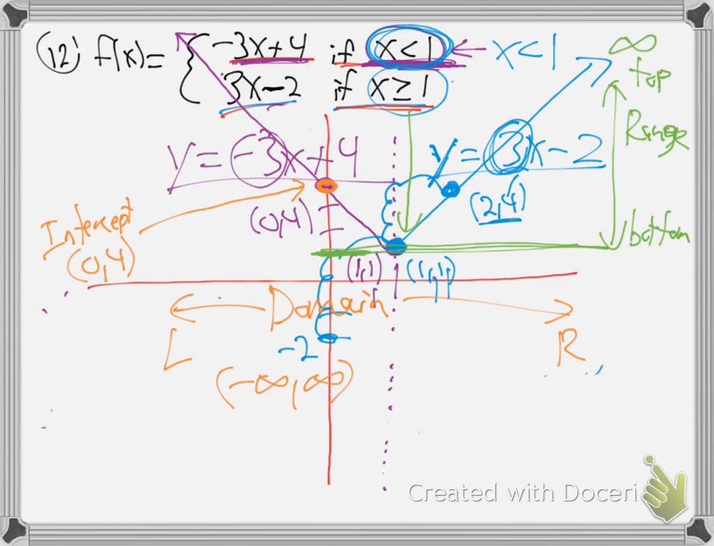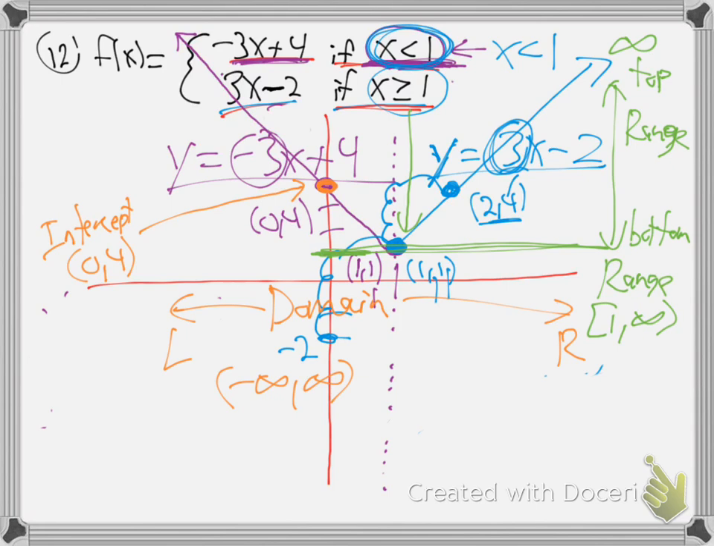Infinity. So the range then would be 1 with a bracket, to infinity, because it hits 1 right on. This is at 1, a solid dot, up to infinity, 1 to infinity. Bracket on the 1. So how about this side? It's all one thing now.